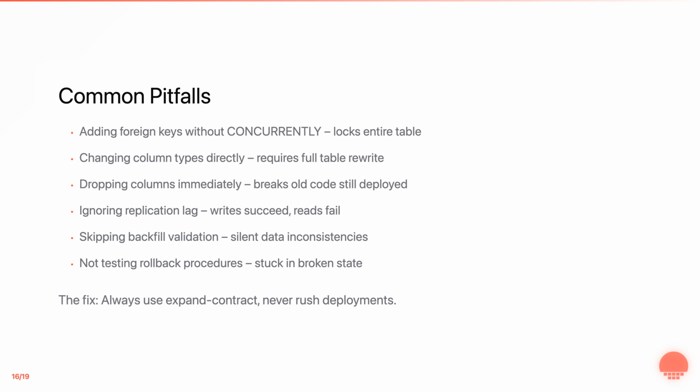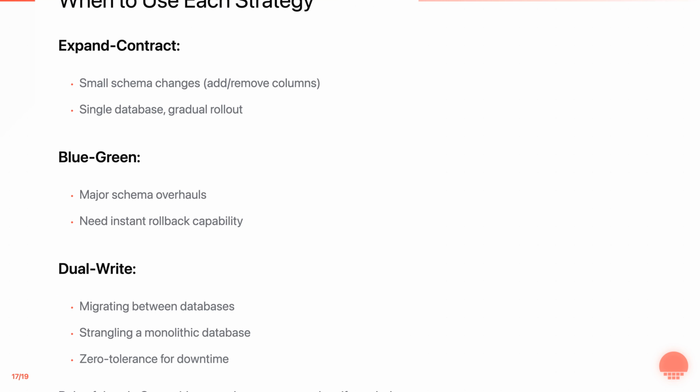Your replicas are also a landmine. Writes might succeed on the primary, while lagging replicas serve stale data. The pattern is clear. Slow down, validate your backfills, and actually test your rollback plan before you need it in production. Which strategy should you reach for?